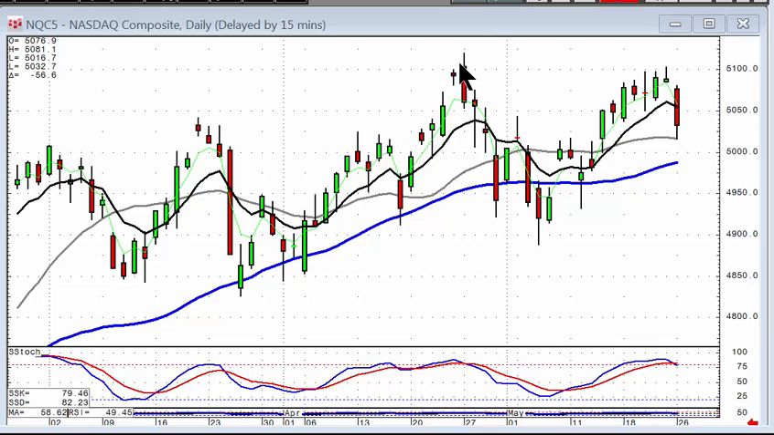They ran into resistance and now back into the trading channel. So the aggressive investor knows that they could be shorting things or closing out long positions based upon how they opened the market today.